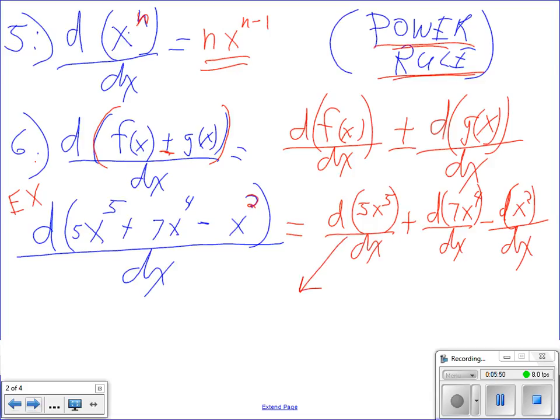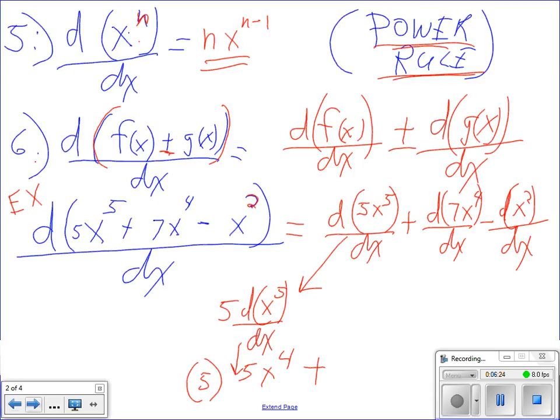Well, what's the derivative of that? Well, that's going to be 5 times the derivative of x to the 5th dx. And what's that going to be? 5 comes out. What's the derivative of x to the 5th? Well, here's where I'm using the power rule. I bring down a 5, x to the 4th.